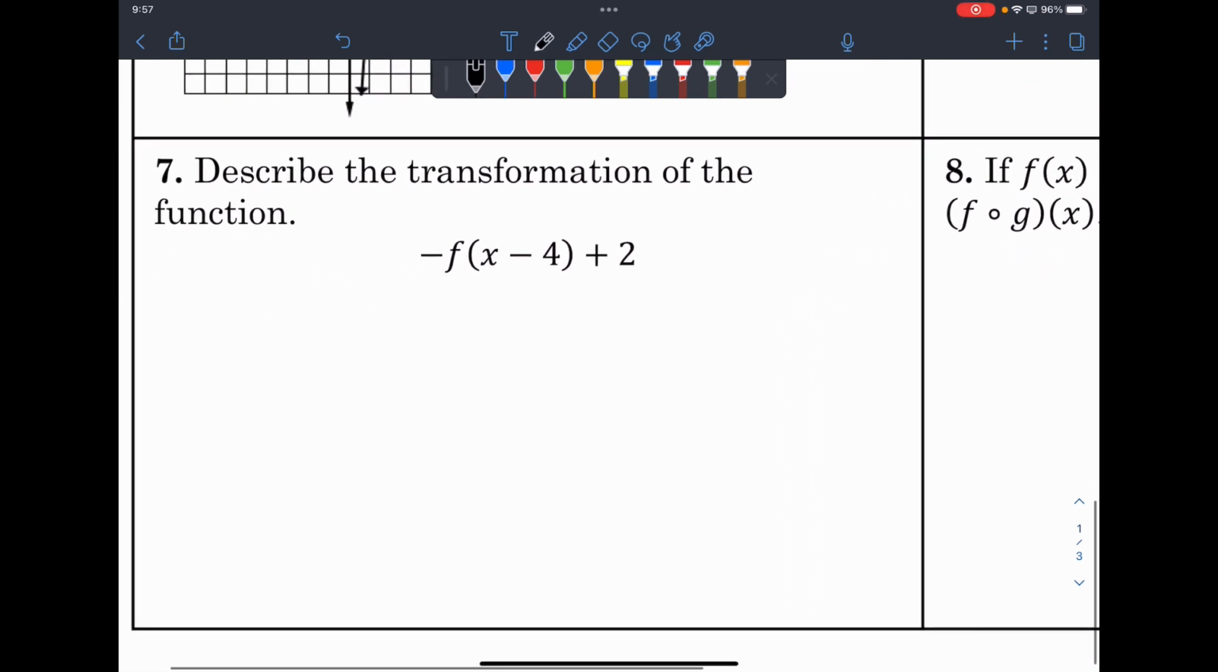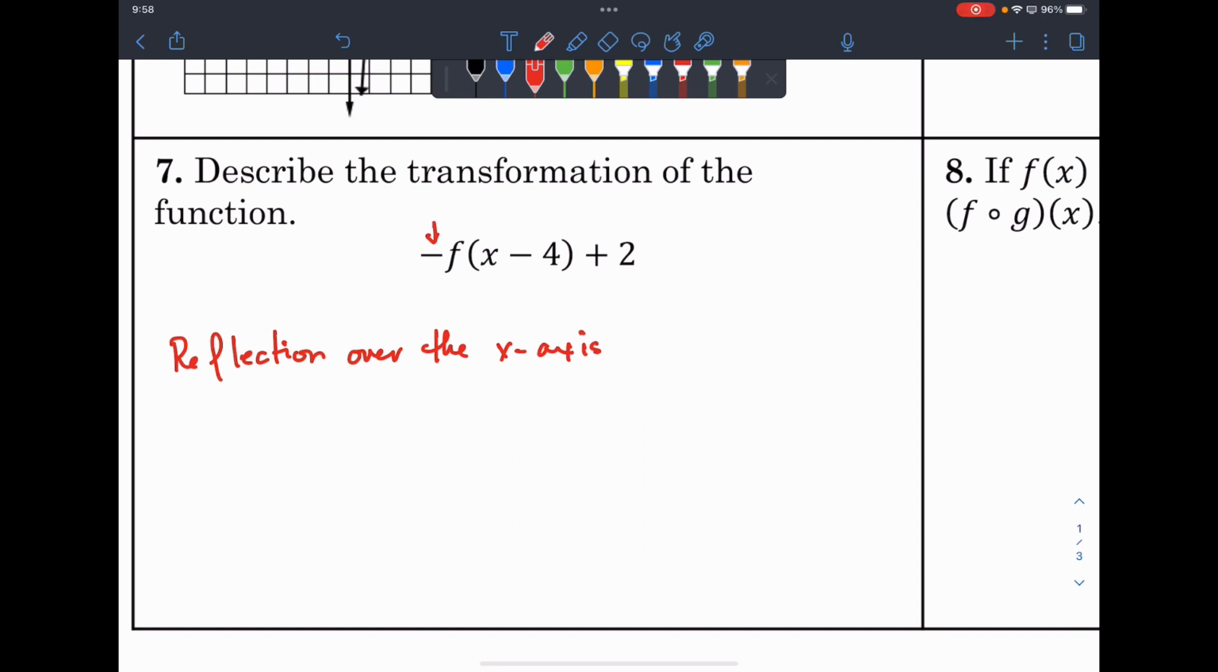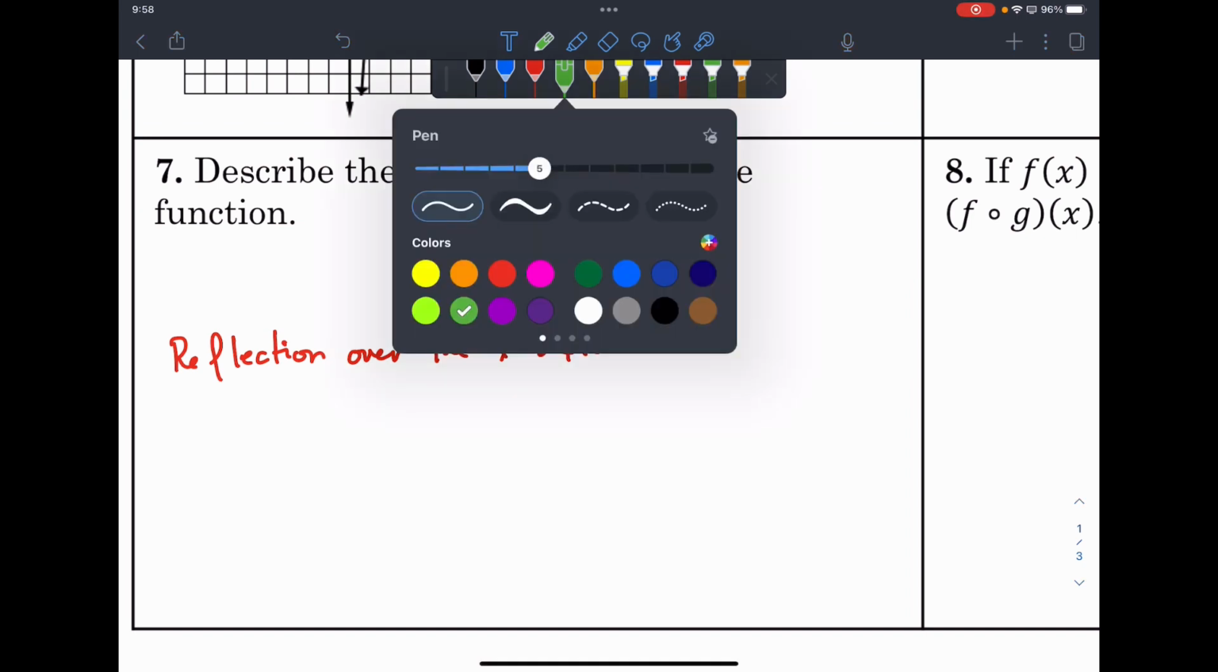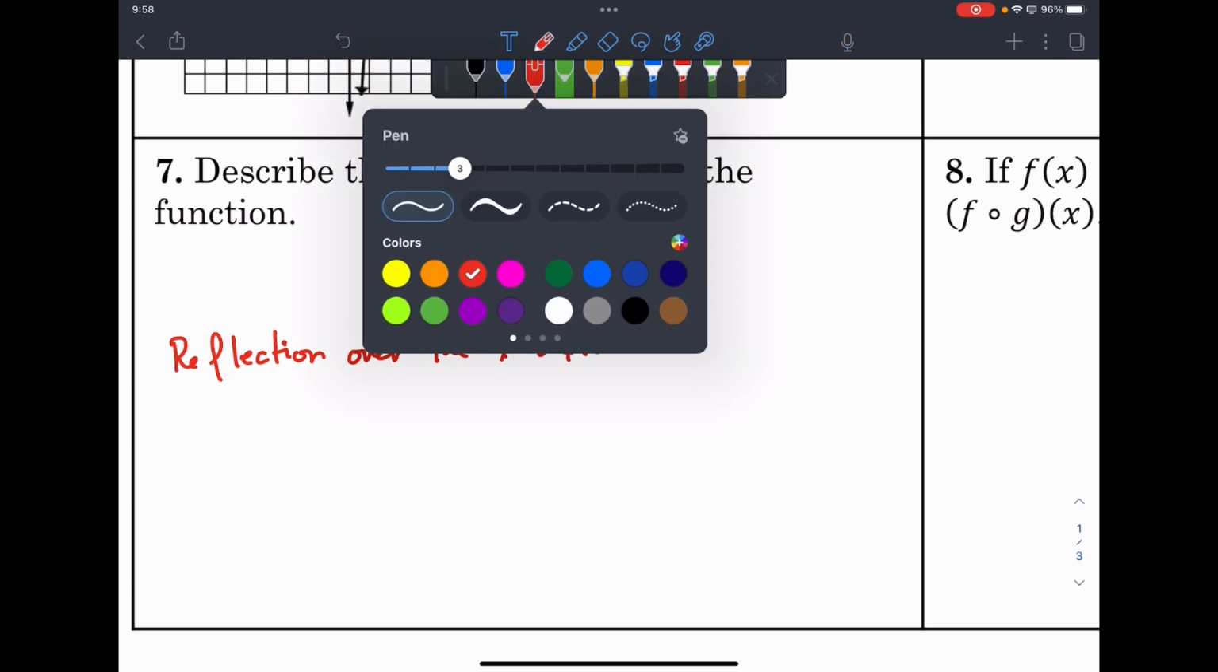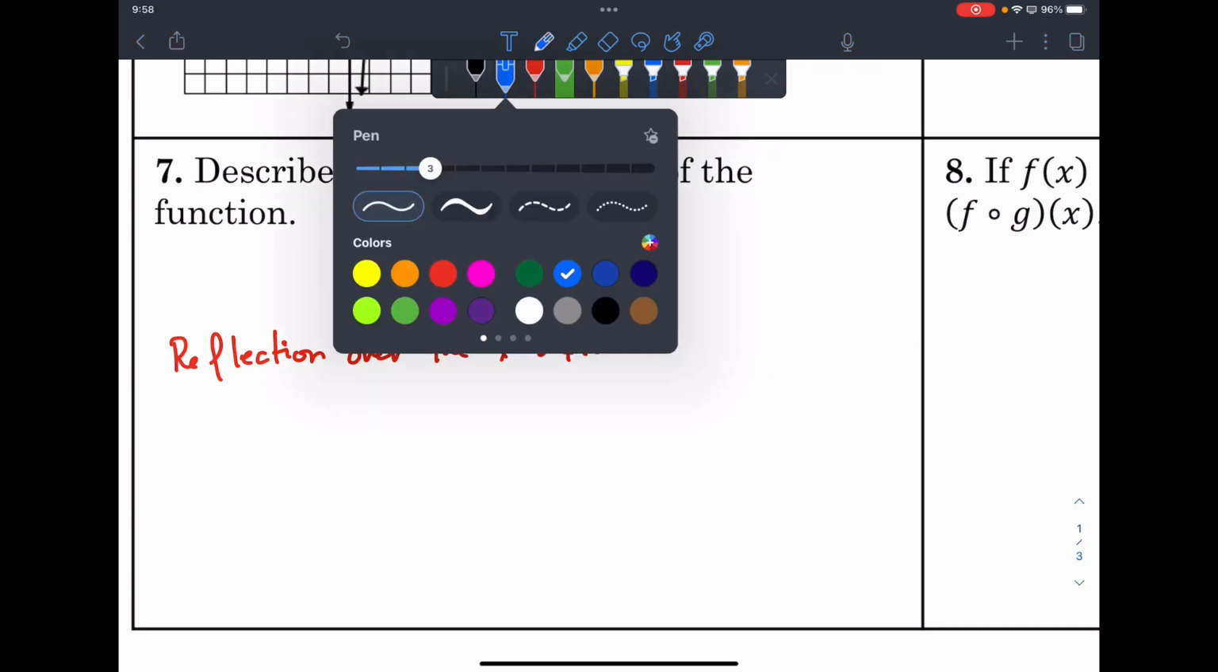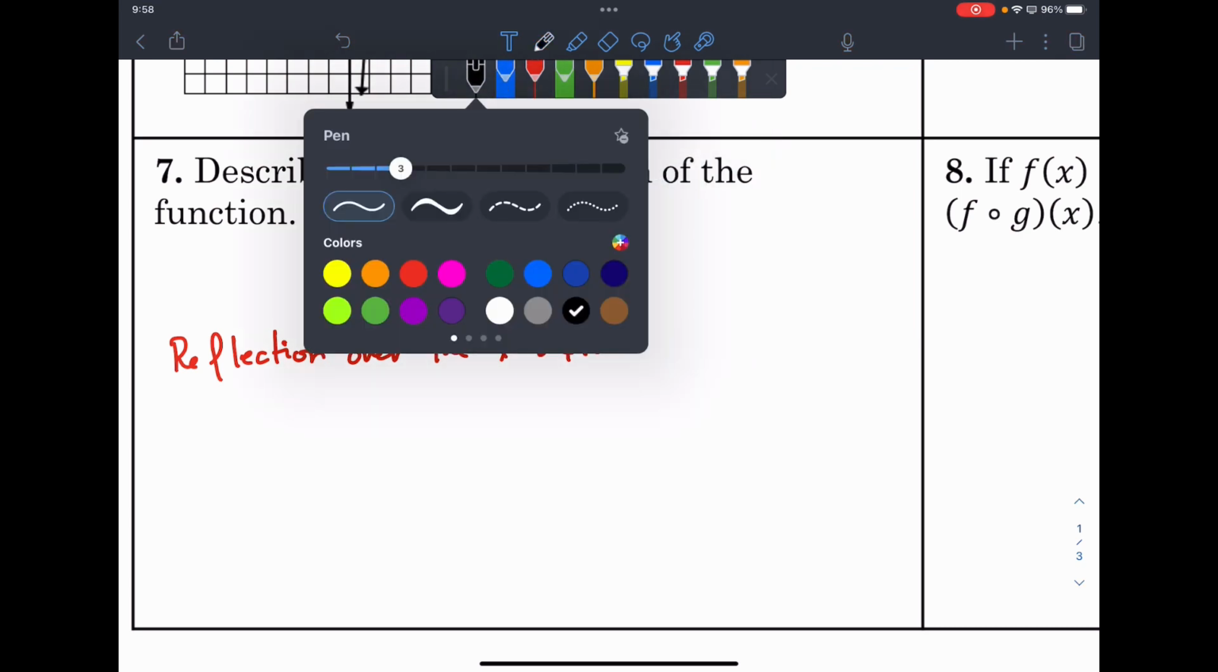Now for number 7, we want to describe the transformation of this function. Well, let's start with the negative sign. The negative sign is a reflection over the x-axis. That is a vertical reflection. The negative 4, hold on, let me change my pen color, the sizes again.